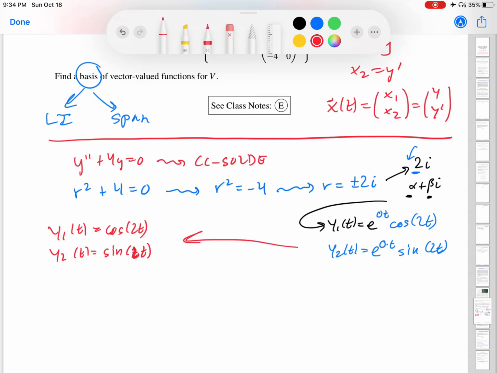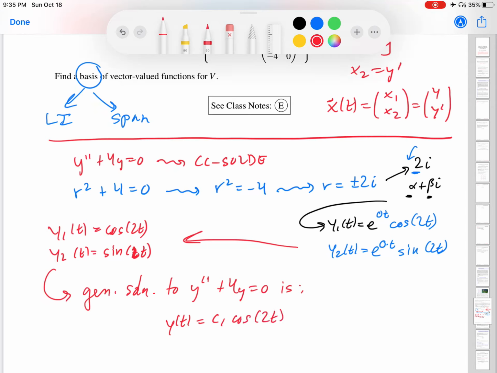Right? And then based off of all the work we did in the second unit in the course, all the theory we built up for second order ODEs, the general solution to y double prime plus 4y equals 0, we know is y of t equals a linear combination of these two fundamental solutions. Right? So we know that from the second part of the course.